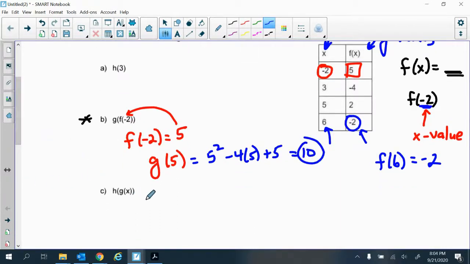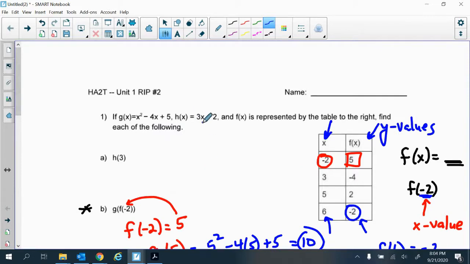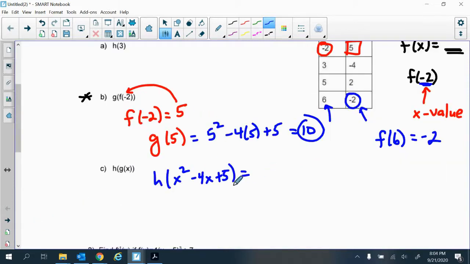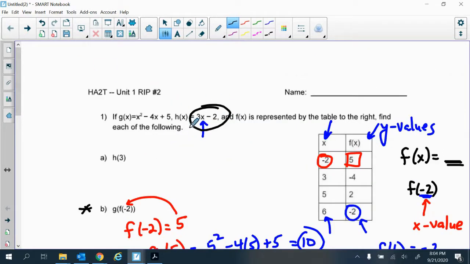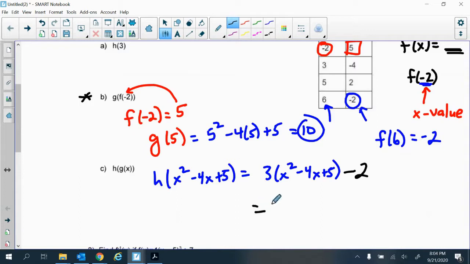Then h of g of x, most people did really well. So that's h of x squared minus 4x plus 5. And then you replace the x in h with this. So you have 3 times x squared minus 4x plus 5. The biggest issue that people had was forgetting the minus 2. So remember that h of x had the minus 2 in it. So we end up with 3x squared minus 12x plus 15 minus 2. So it ends up being plus 13.